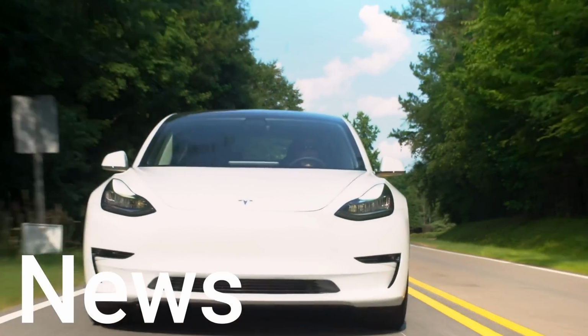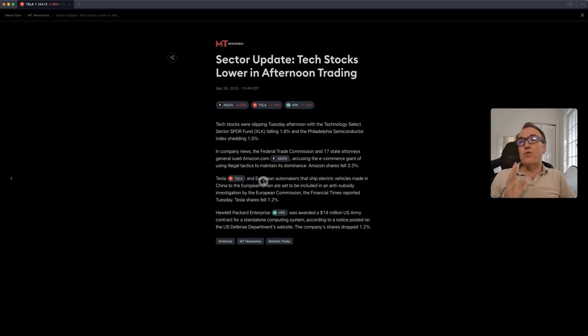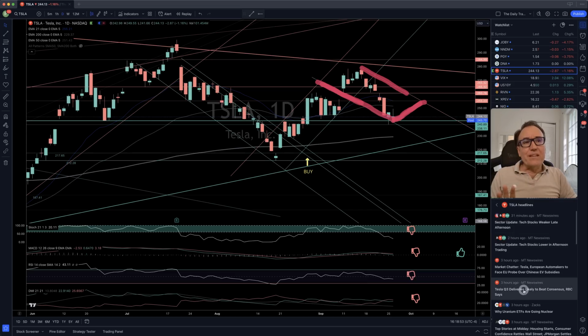So let's take a look at some Tesla news. We have some news here that Tesla and European automakers that ship electric vehicles made in China to the European Union are set to be included in an anti-subsidy investigation by the European Commission, the Financial Times reported Tuesday. So this is today. So of course, this did not help Tesla at all. Basically, what the EU is thinking is that you are making your cars in China. It does not cost as much to create cars in China, and then you are selling them in the EU. This is not something that we like. We have that news a little bit.